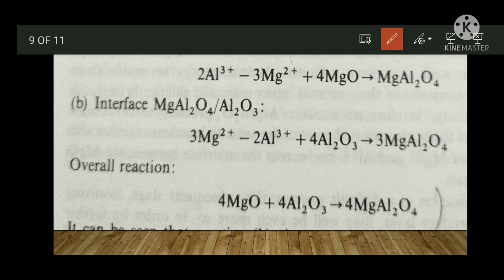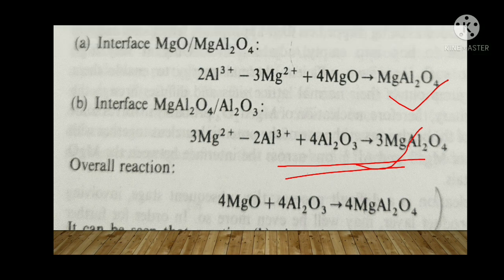Now the one thing we can observe is that reaction 2 gives 3 times more product than reaction 1. So from this we can grow a large amount of crystals. That is the general principle of solid state reaction.